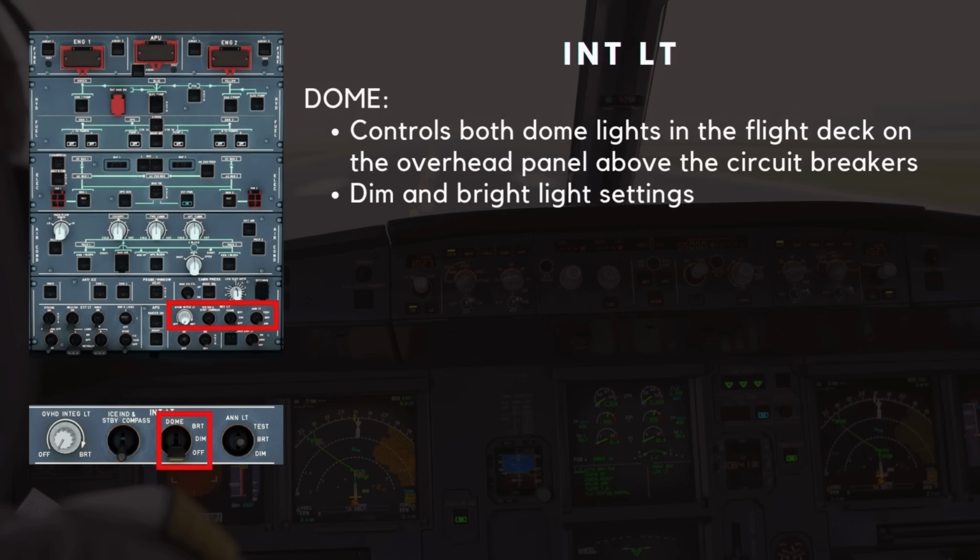The dome switch controls both dome lights in the flight deck on the overhead panel above the circuit breakers, with dim and bright light settings.